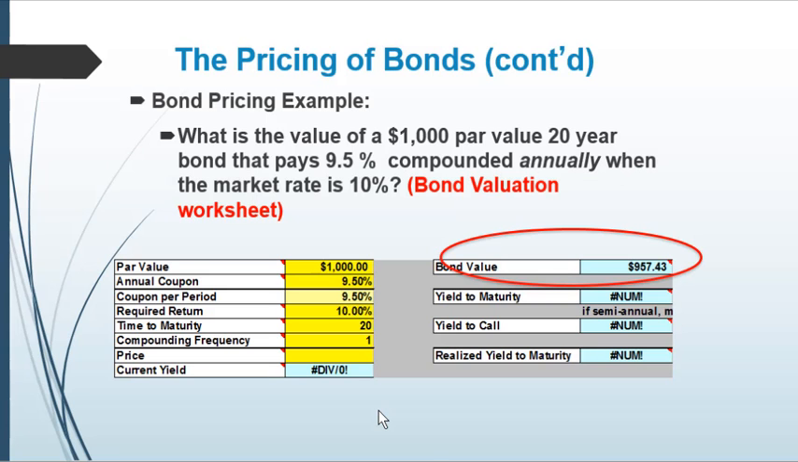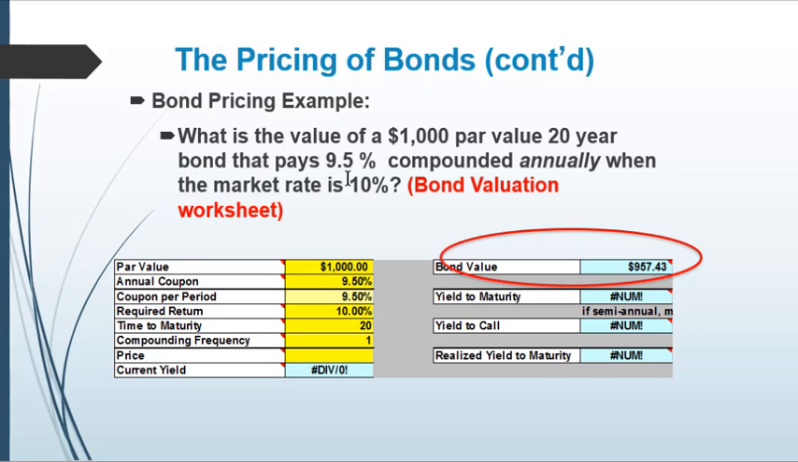So here we have an example. It's a $1,000 par value 20-year bond, pays 9.5% compounded annually, when the market rate is currently 10%. Now we're going to use the bond valuation worksheet. So if you look at our yellow boxes, what can we put in here? These are the only numbers that fit in these boxes. Par value, that number is almost always going to be 1,000.